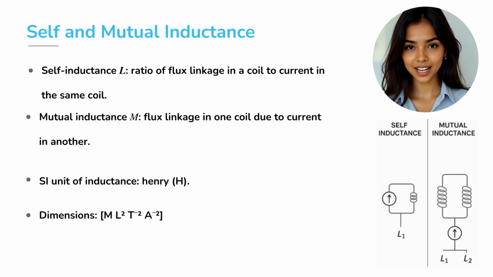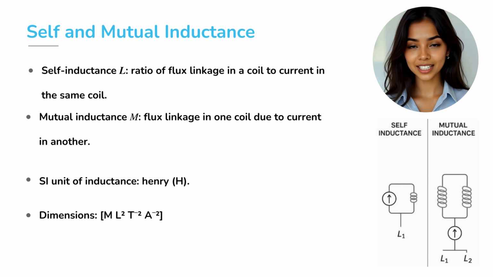Self-inductance, denoted as capital L, is the ratio of flux linkage in a coil to the current in the same coil. In equation form, L equals N phi divided by I. Mutual inductance, denoted as capital M, is the flux linkage in one coil due to the current in another coil. We write it as M equals N2 phi21 divided by I1. The SI unit of inductance is the Henry, symbol H. And if you're wondering about the dimensions, they are M L squared T to the power minus 2 A to the power minus 2.